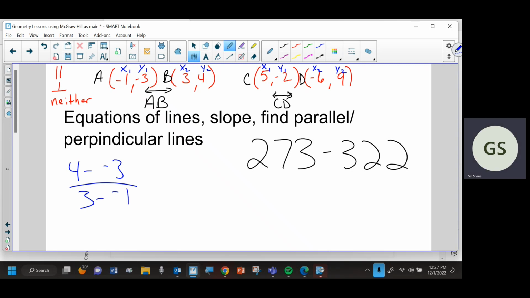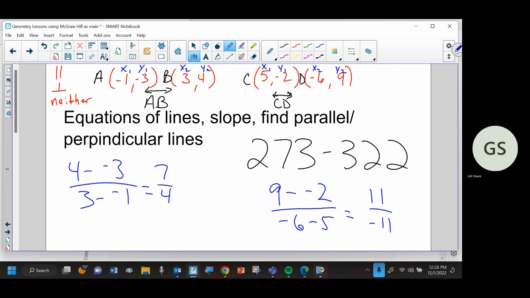And we get 7 divided by 4. So that is the slope of the first one. Now we do the same exact process, but just using the two ordered pairs in the other line. 9 subtract negative 2, negative 6 subtract 5. Positive 11 over negative 11. Are they the same slope? Absolutely not.